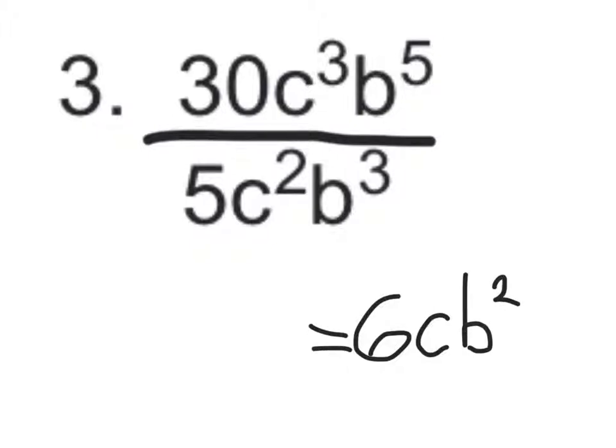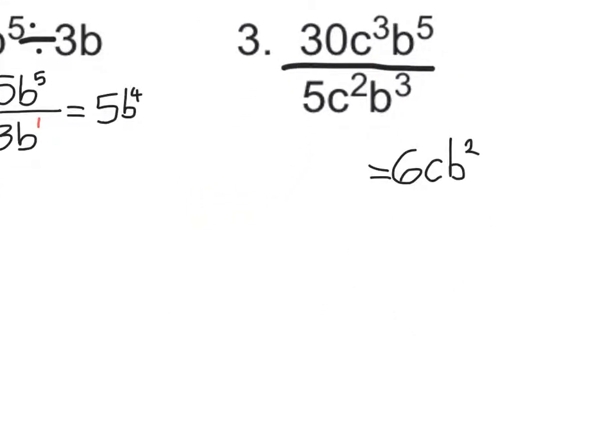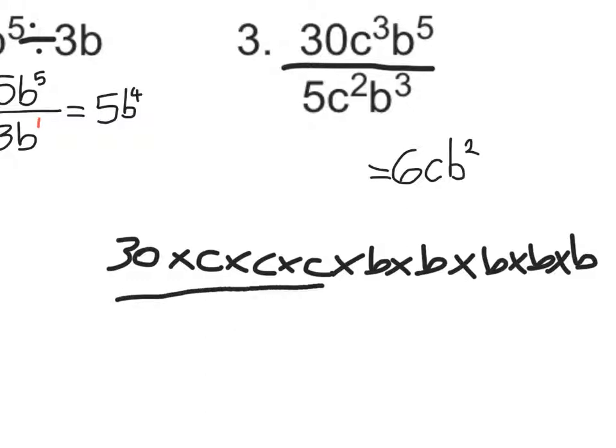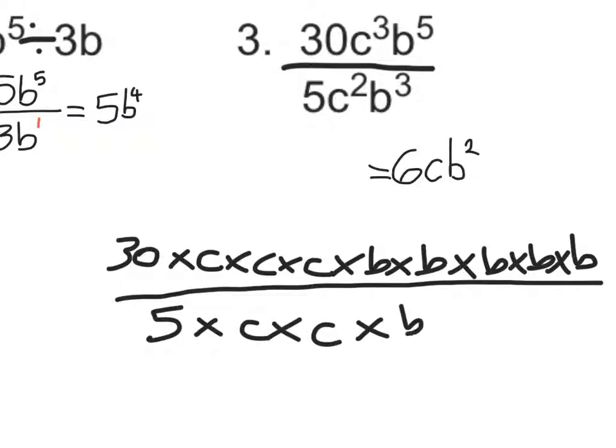If you're a bit confused about why that is, just watch this. So we're just going to really make this clear by splitting it up into each of its parts. So the numerator would have 30, and it's multiplied by c cubed, which means c times c times c, and that's multiplied by b to the power of 5. So I'm going to have to multiply b by itself 5 times. So that is my numerator.